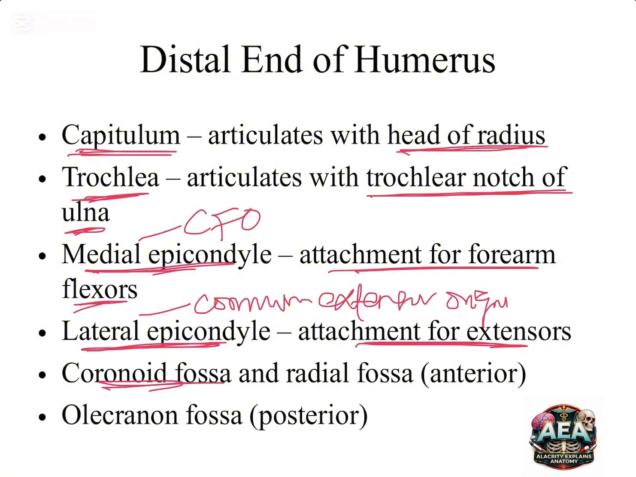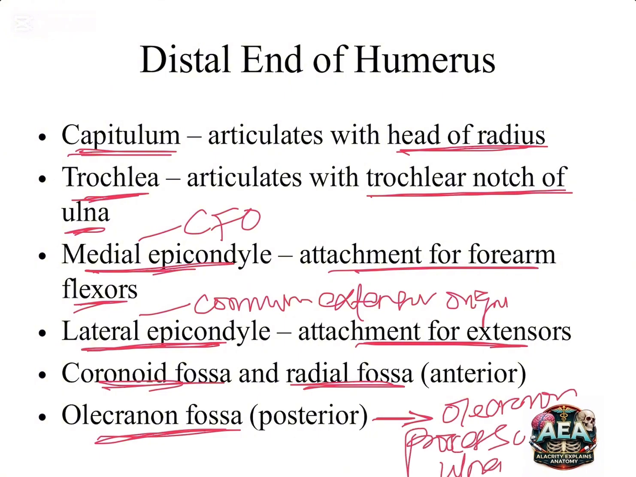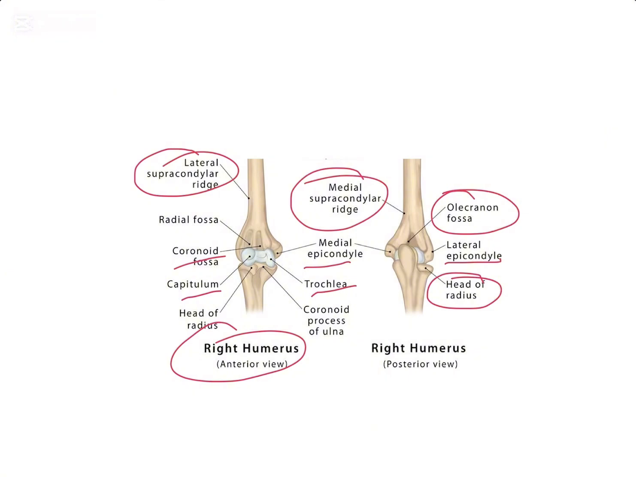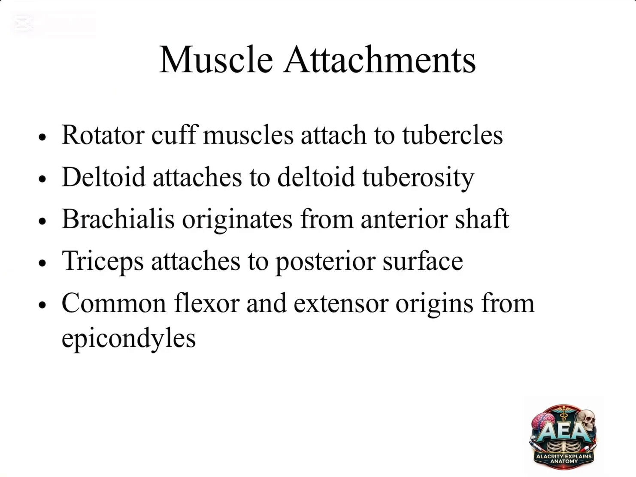We have the coronoid fossa and the radial fossa, which are located anteriorly at the distal end of the humerus, while the olecranon fossa receives the olecranon process of the ulna. This is the olecranon fossa, the lateral epicondyle, the medial epicondyle, the head of the radius, the trochlea, the coronoid fossa, the capitulum. This is the right humerus anterior view, and this is the right humerus posterior view.